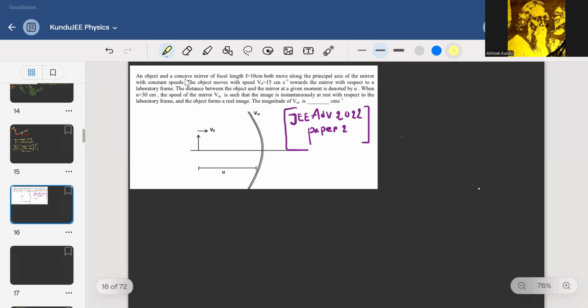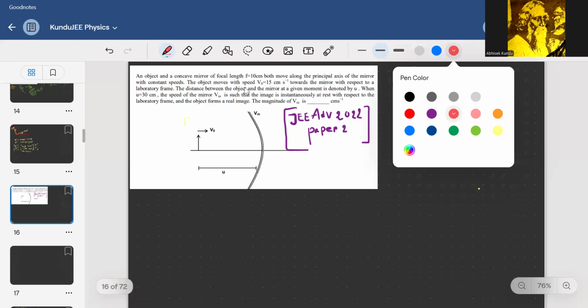An object and a concave mirror of focal length 10 centimeter move along the principal axis of the mirror with constant speeds. The object moves with the velocity 15 centimeter per second towards the mirror with respect to a laboratory frame.